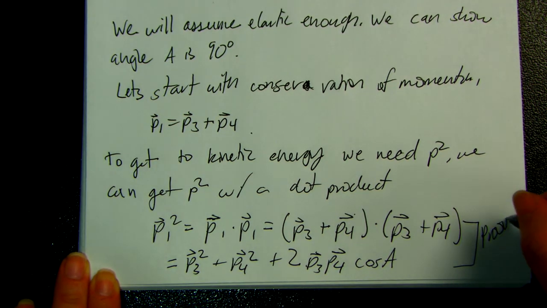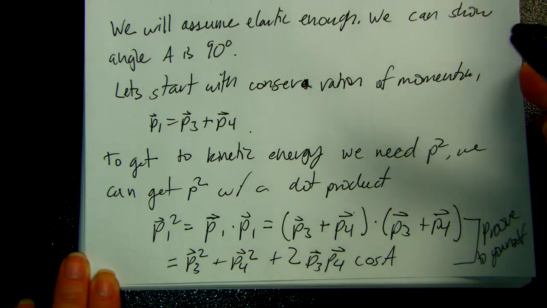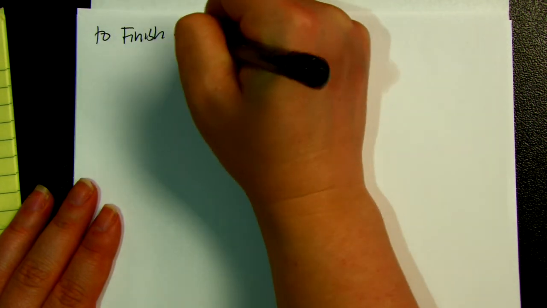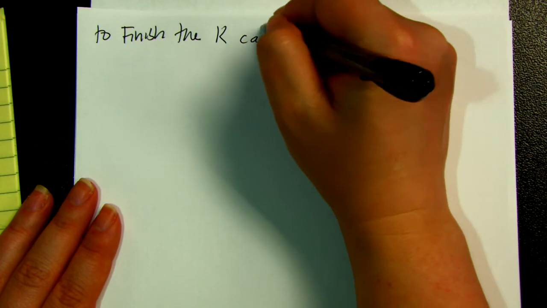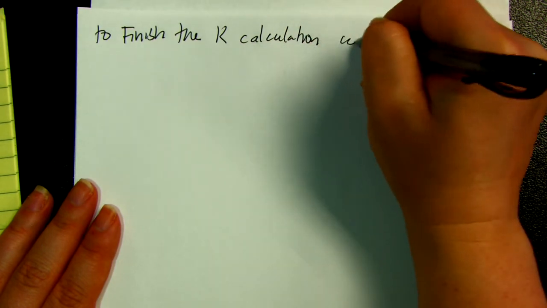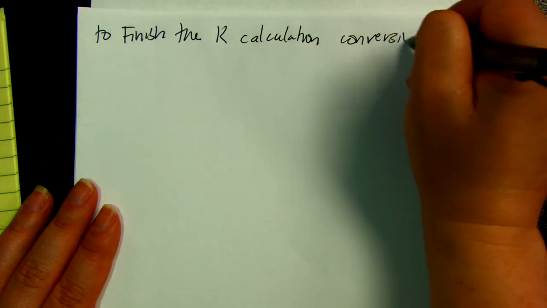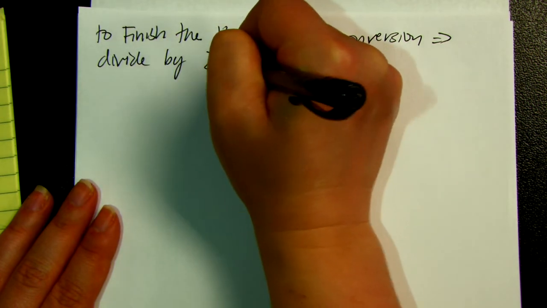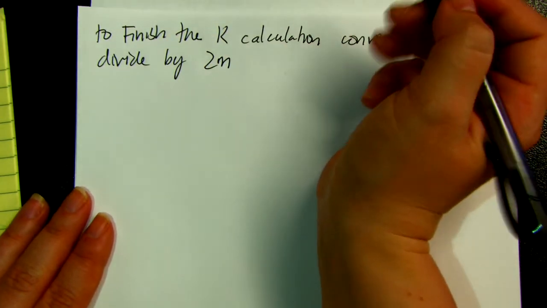Prove to yourself. Okay. So to finish the kinetic energy calculation, we can divide by 2m. So as long as you do it to everything, you're fine.